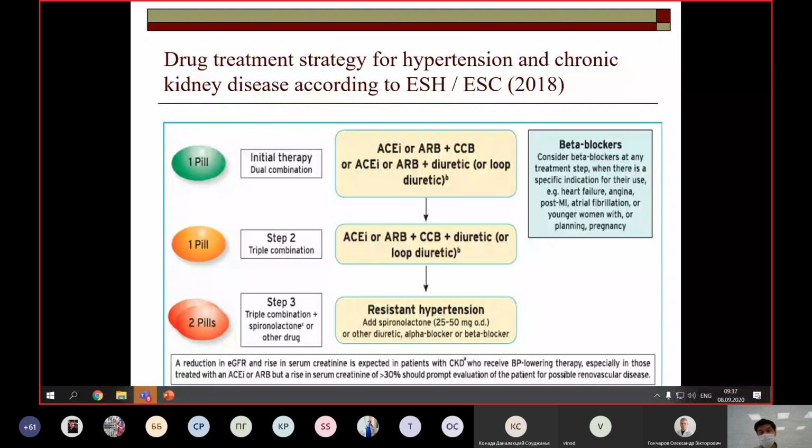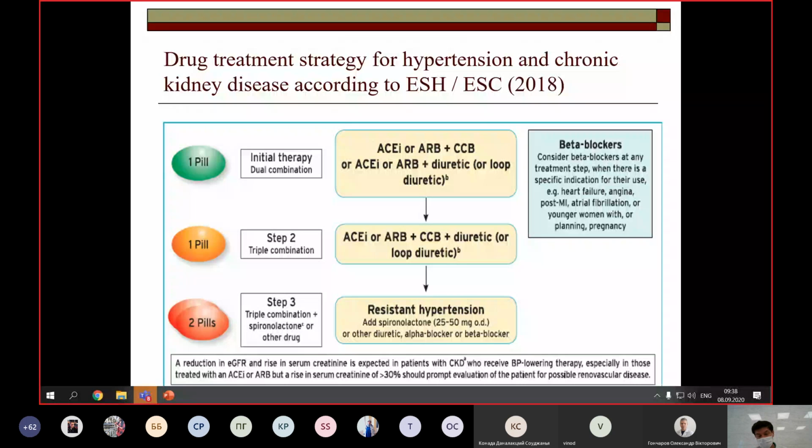For the next step, when BP elevation is not fully controlled, please use a triple combination based on loop diuretics plus calcium channel blockers plus one of the RAS blockers, ACE inhibitors or ARBs. What about primary renin inhibitors? Theoretically, primary renin inhibitors can be used in a patient with chronic kidney disease as a result of type 2 diabetes mellitus.